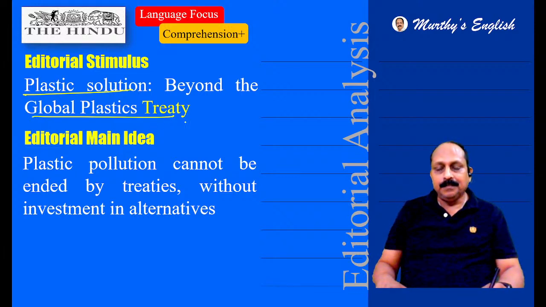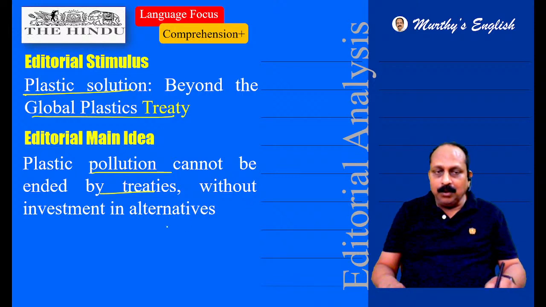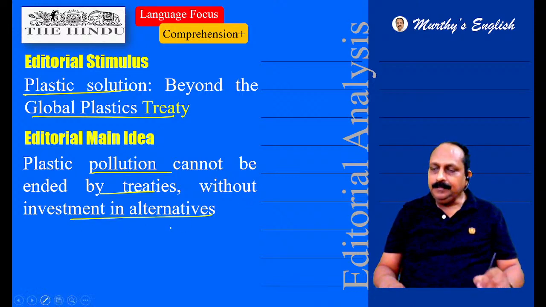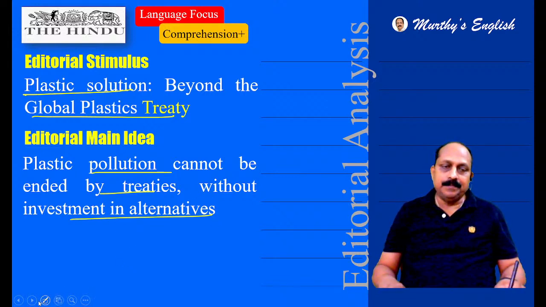Global Plastics Treaty. But what is the solution? The main idea: plastic pollution cannot be ended by treaties. Today we all know we have this problem of plastic pollution. And the editor opines we cannot end this plastic pollution with the help of treaties, but we have to depend on or invest in our alternatives. The plastic pollution cannot be ended by treaties without investment in alternatives. Treaties are required, but without investment in alternatives, we cannot end plastic pollution simply by going in for treaties.